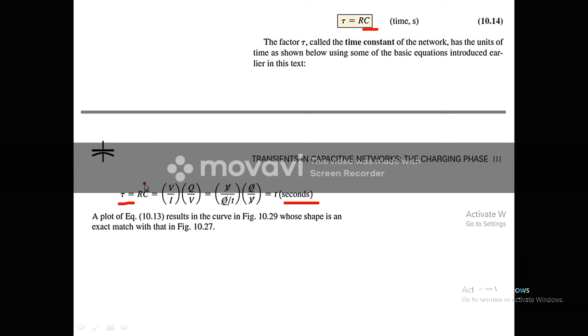How? Replacing R according to Ohm's law, R is equal to V by I, and for C, Q is equal to CV, so C is equal to Q divided by V. V cancels out with this V. Now I is equal to Q by T, so the Q will cancel out with this Q. We are left with T, and the unit of T is second.